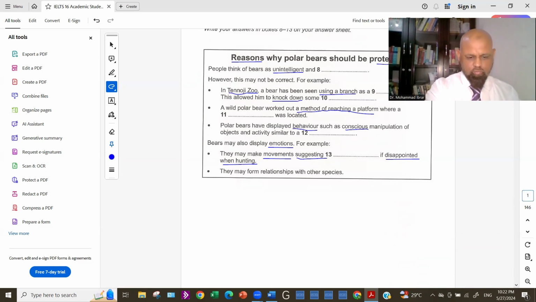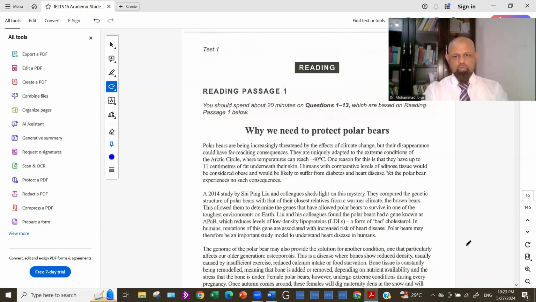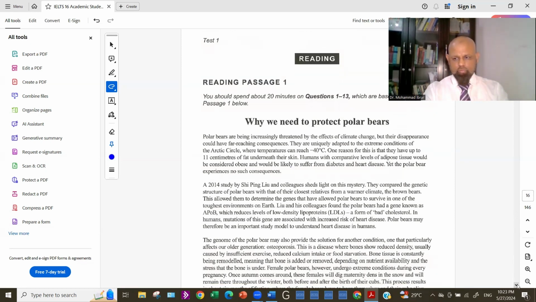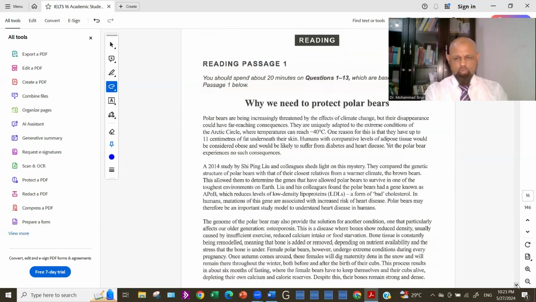The text is on the next page here. So, why do we need to protect polar bears? Yeah. So let's skim two lines at the beginning and two lines at the end. Is there something about reasons why we need to protect?